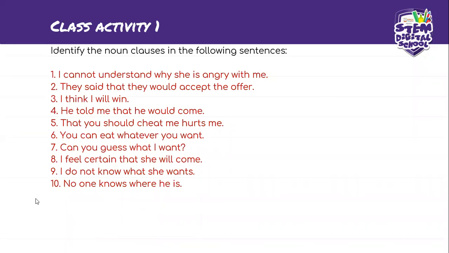Whatever you want becomes our noun clause because you can substitute any food item there and it will still make sense. You can eat banana, you can eat apple, or whatever the food item. So whatever you want really stands for a certain noun. Therefore, whatever you want becomes our noun clause. Thank you so much. Number 7, can you guess what I want?